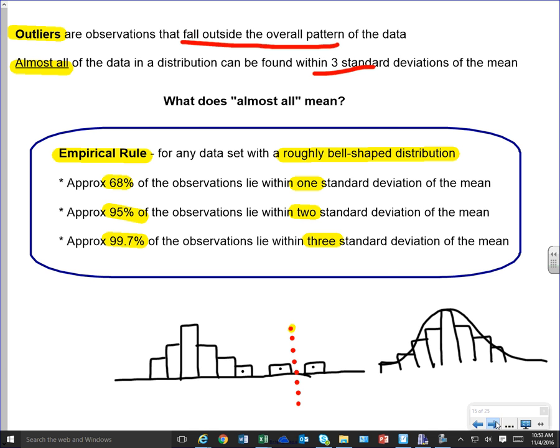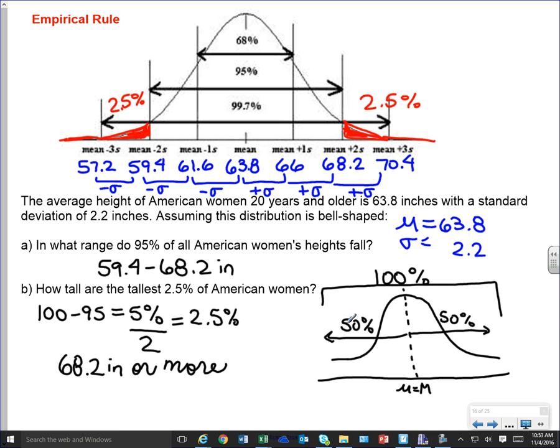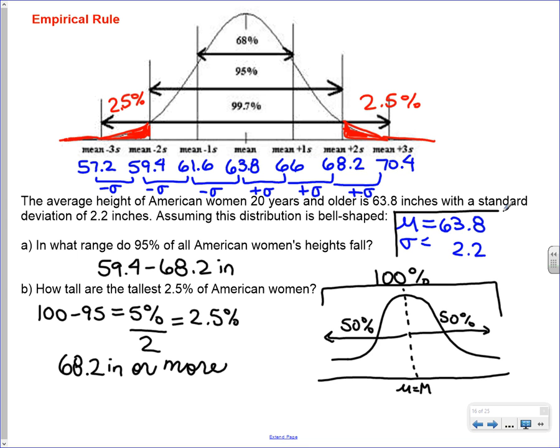All right, so let's look at some examples of how you would work them out using that empirical rule. The average height of American women 20 years and older is 63.8 inches with a standard deviation of 2.2. From that we get our mean and our standard deviation. Those will have to be given to you in your homework. If you're working on a problem like this, they have to give you the mean and the standard deviation. Notice that these are parameters; we're using mu and sigma here. That's because we're talking about all American women 20 years and older, so what the height is for all American women, or what they've based it off of.